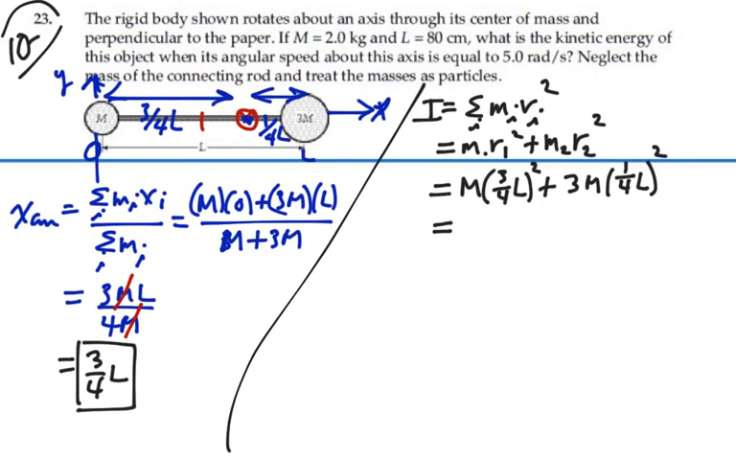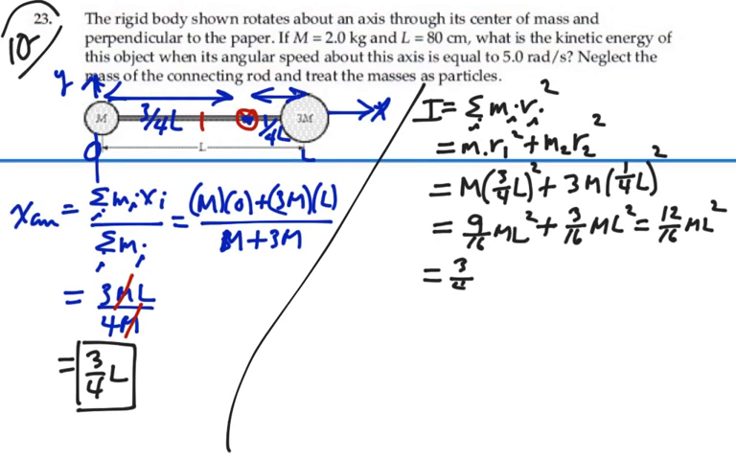So this is going to be 9/16 mL squared plus 3 times 1/16, or 3/16 mL squared, which will give us 12/16 mL squared, or 3/4 mL squared. That's our moment of inertia.